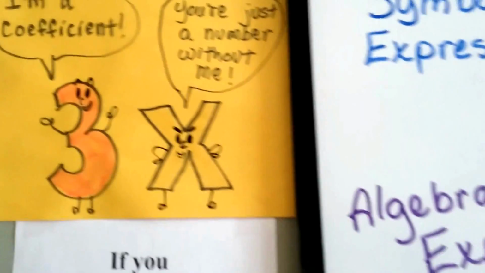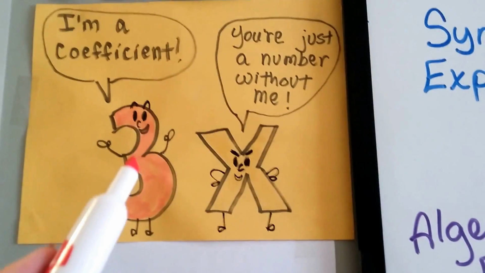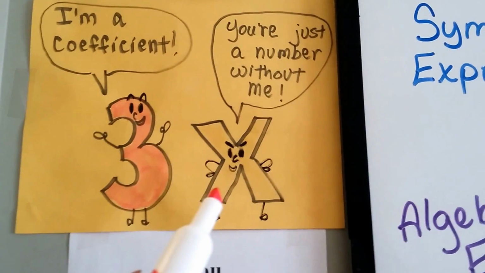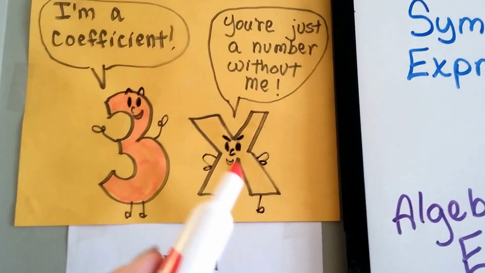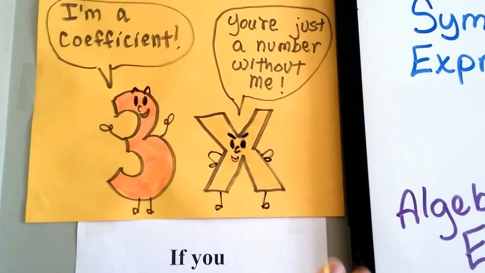And if you saw the previous videos, Get Ready for Algebra, you'd understand the number in front of a variable is a coefficient, and without this variable, he's just a number. See? That's why he's saying you're just a number without me.